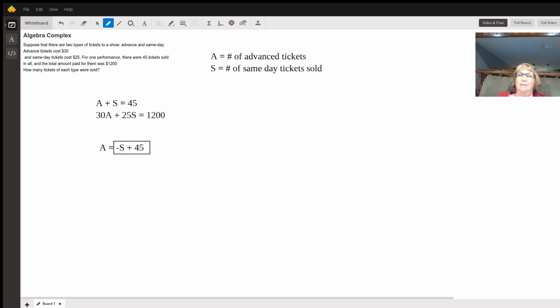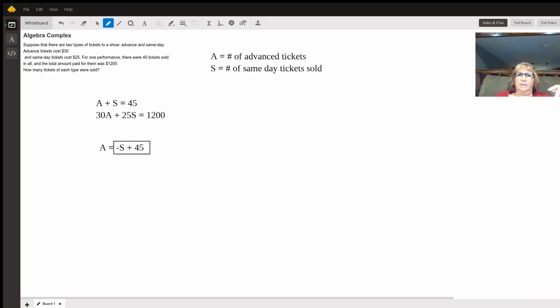Now I need to go back and give money to all those things. How much did each of the advanced tickets cost? $30. So 30 times every A, plus $25 for every one of the same day tickets, was a total of the money they brought in, which is $1,200. The first equation was all about how many tickets and had nothing to do with money. The second one has everything to do with money. So then you can solve it by elimination.